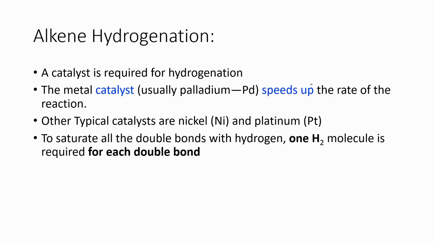So we need a catalyst. Usually we use palladium on carbon. We can also use platinum or nickel. The catalyst just makes this reaction go faster. Usually what the metal is doing is giving the hydrogen gas a spot to break apart. That hydrogen bond just needs a little bit of help to go faster. And something really important is that we need one hydrogen molecule for every double bond that we are trying to saturate with hydrogen. So one hydrogen for one double bond.